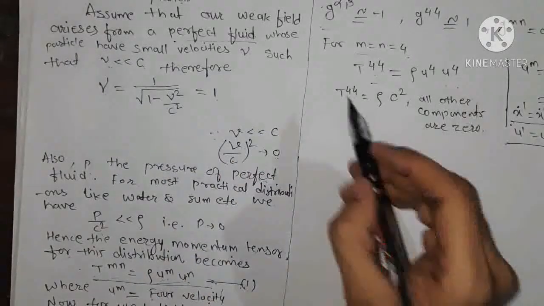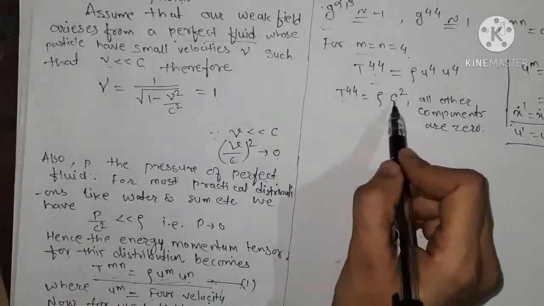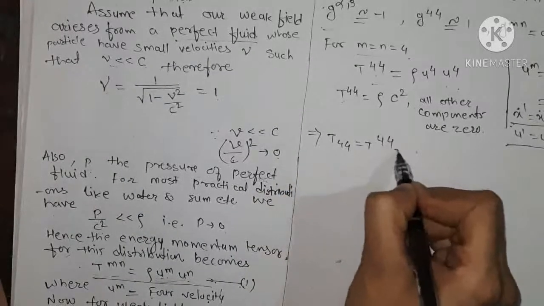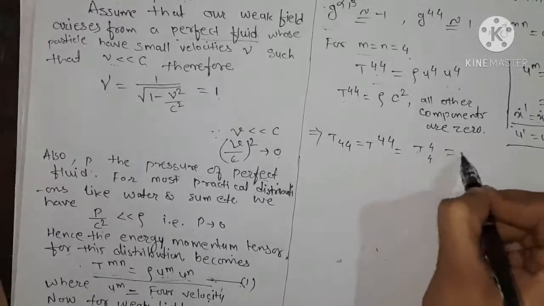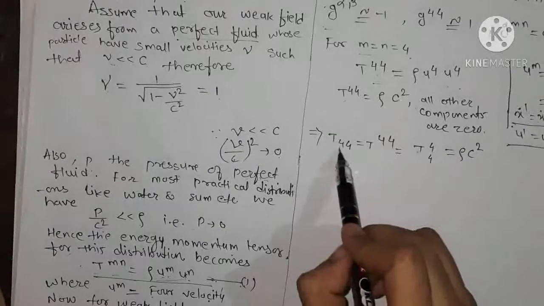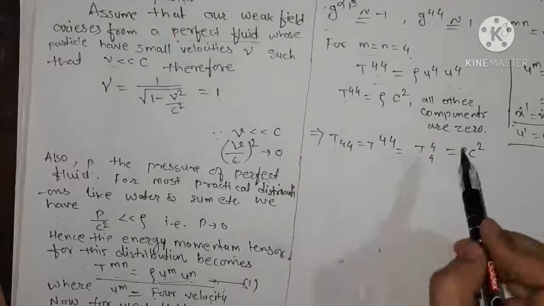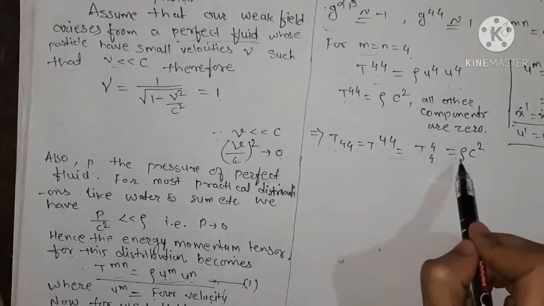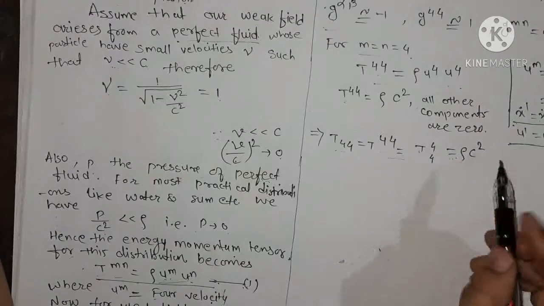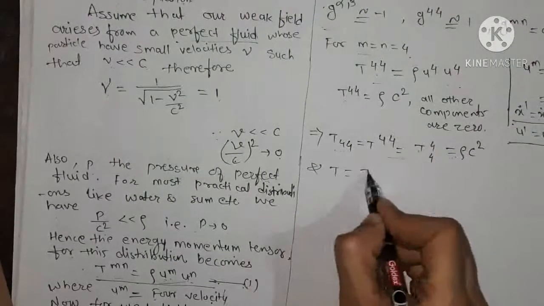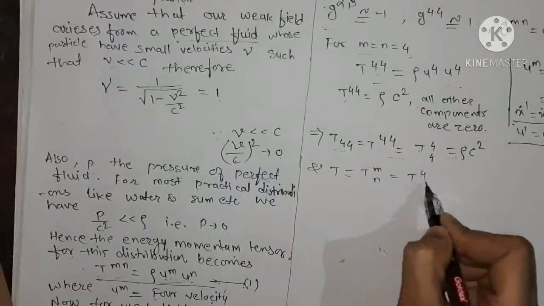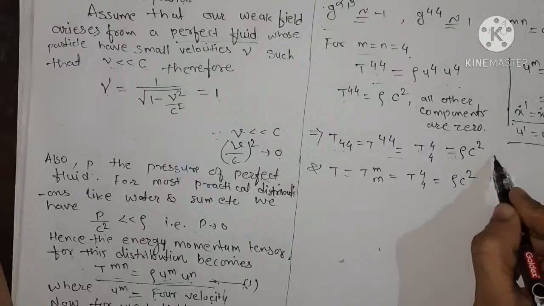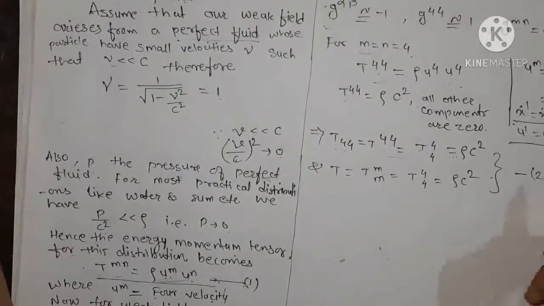So all other components are 0, therefore we have only T44 equals rho into C square. So this implies T44, which is equal to T upper suffix 44, which is equal to rho into C square. So for any form of the tensor, whether T44, T upper suffix 44, or in the mixed tensor form, all are equal to rho into C square, and T, which is equal to TMM, that is T44, which is equal to rho C square. We give this as equation number 2A.